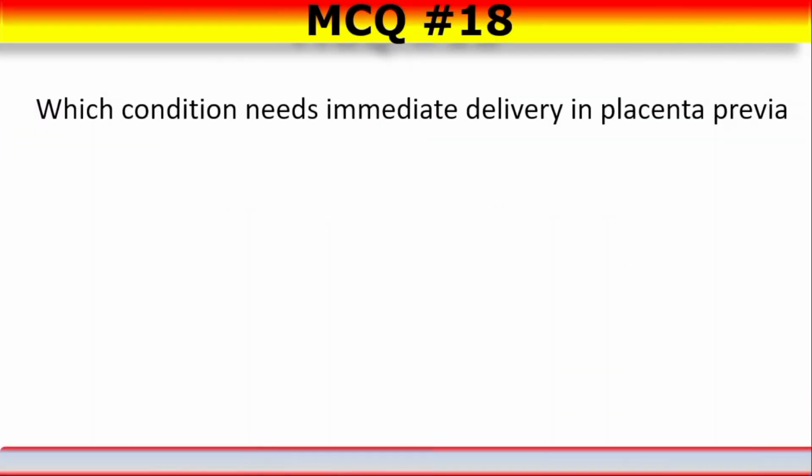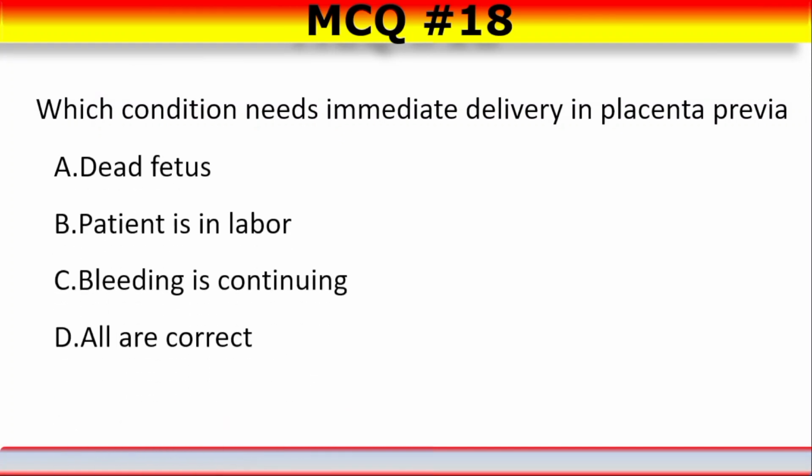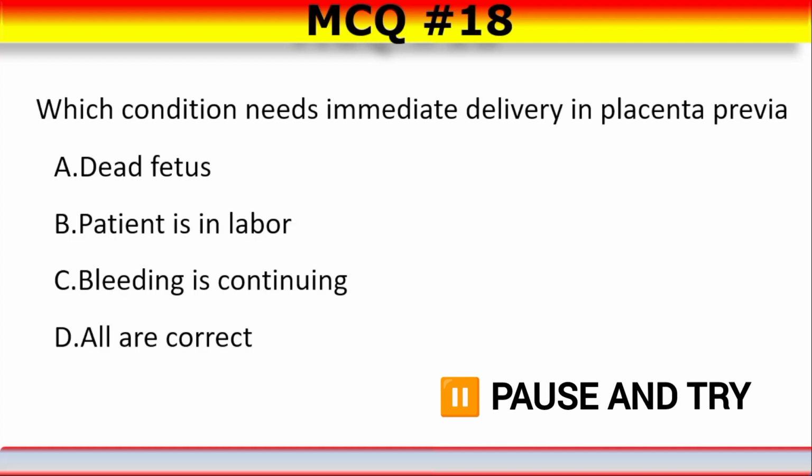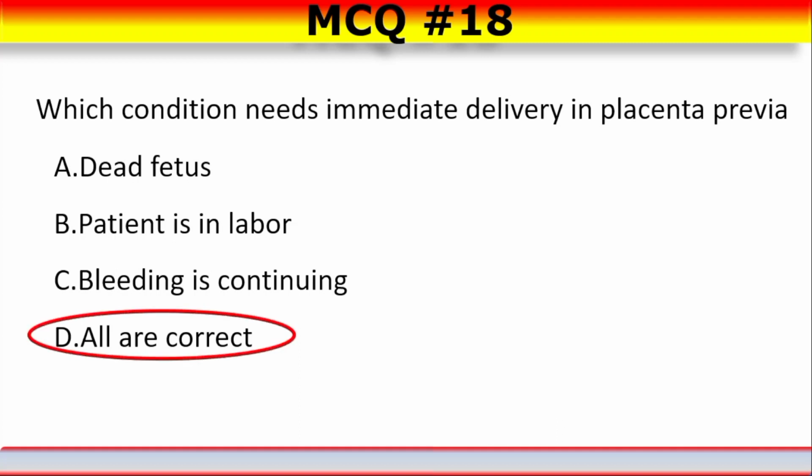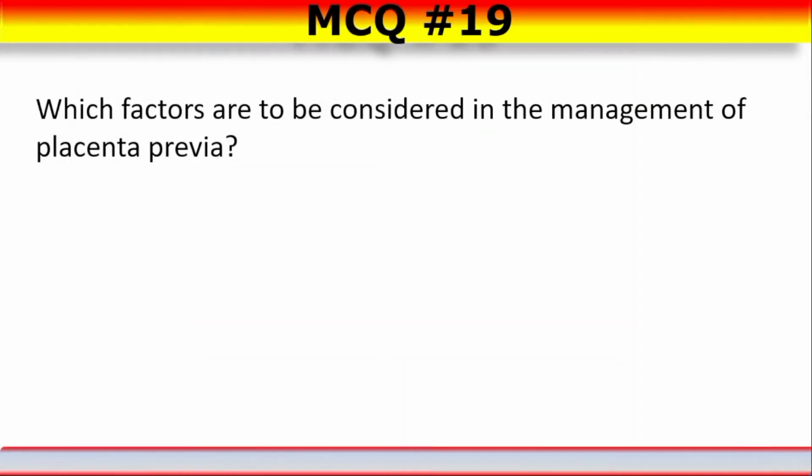Question number 18. Which condition needs immediate delivery in placenta previa? A. Dead fetus, B. Patient is in labor, C. Bleeding is continuing, D. All are correct. The correct answer is D. All are correct. So in these three conditions, immediate delivery is necessary. So all are indications for immediate delivery.